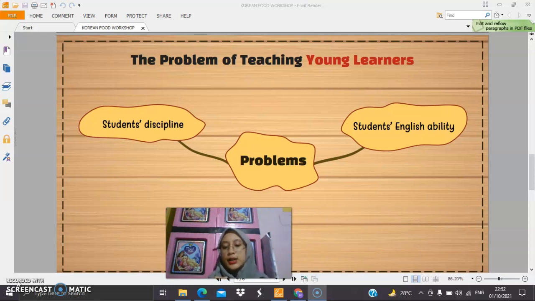This can be caused by the large number of students in a class. Sometimes they are too busy chatting instead of paying attention to the teacher. They are busy chatting with their friends or their tablemate.